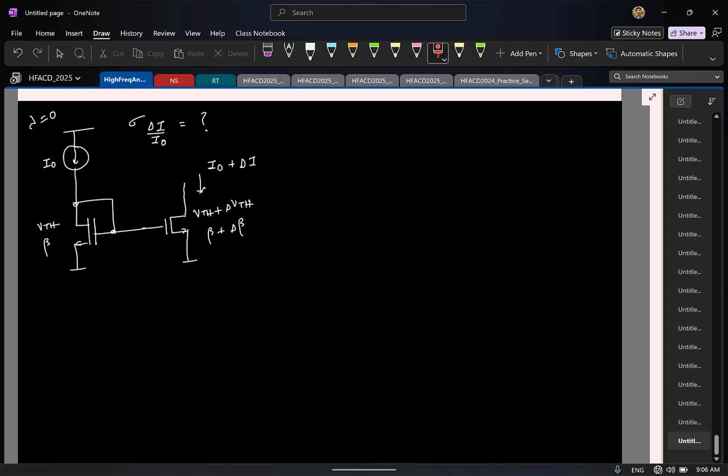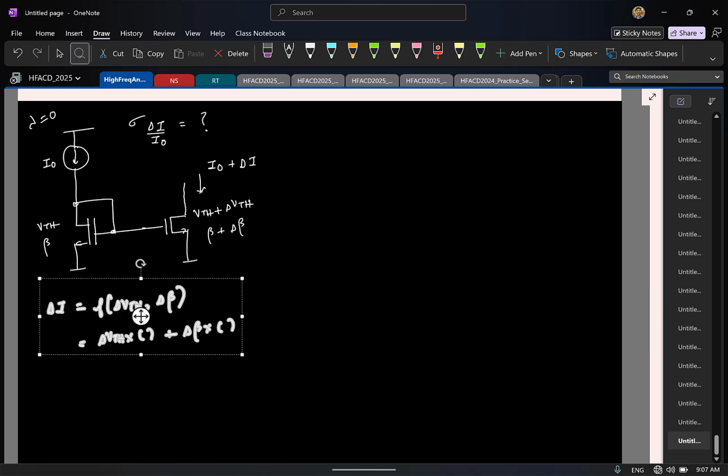Of course, one brute force way is the following. You know that the current in this transistor is I0 plus delta I, and you know what is the current in this transistor? It is the beta of this transistor times VGS minus this VTH, the whole square. So you will get some square law thingy, and then you can expand things, and eventually you will find that your delta I will be a function of delta VTH and delta beta, right? And this is going to be a square law relation, so we'll have both linear and second order terms. So you might get something like delta VTH times something plus delta beta times something.